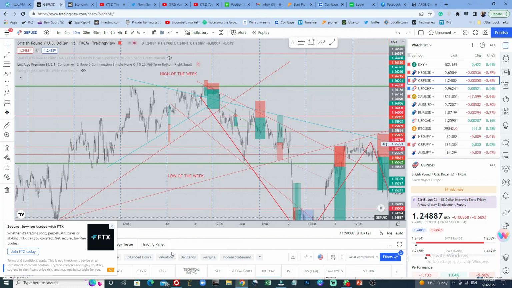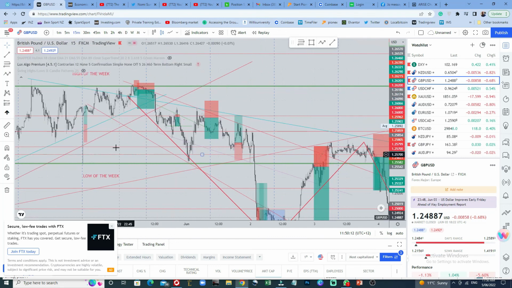Now look at it. 30th, this low of the week, high of the week that I drew on the 4 hours time frame. Now on my 15 minutes time frame, what happened?